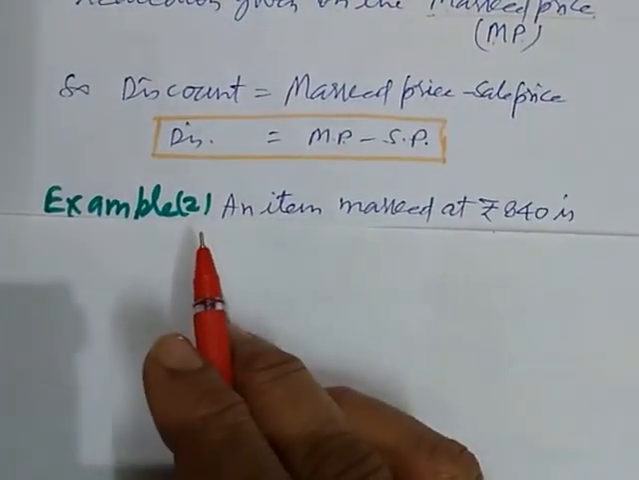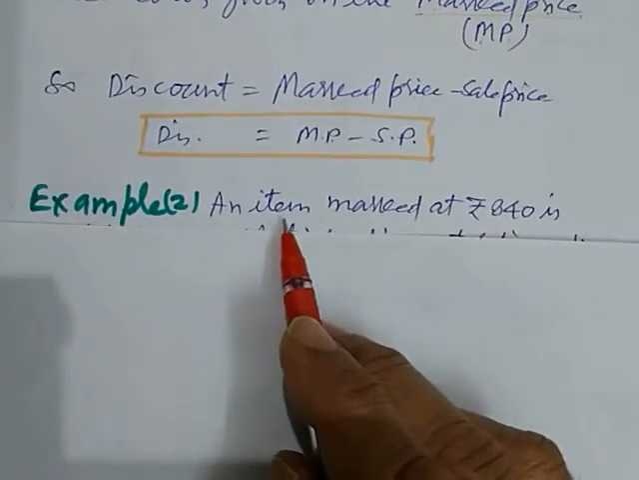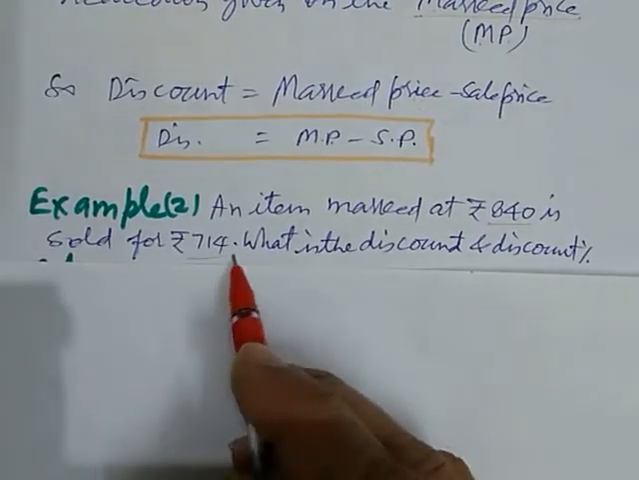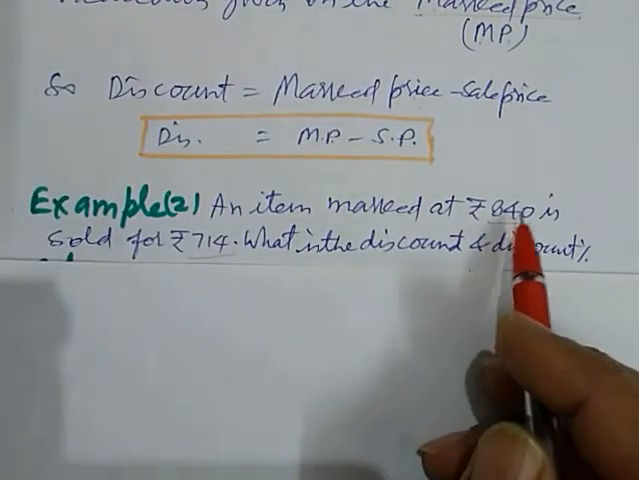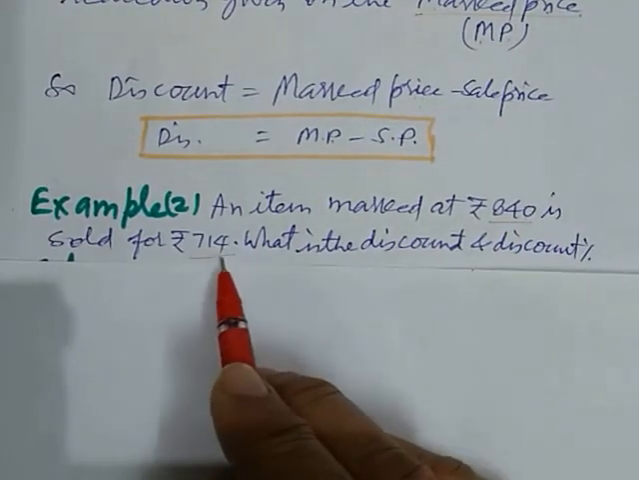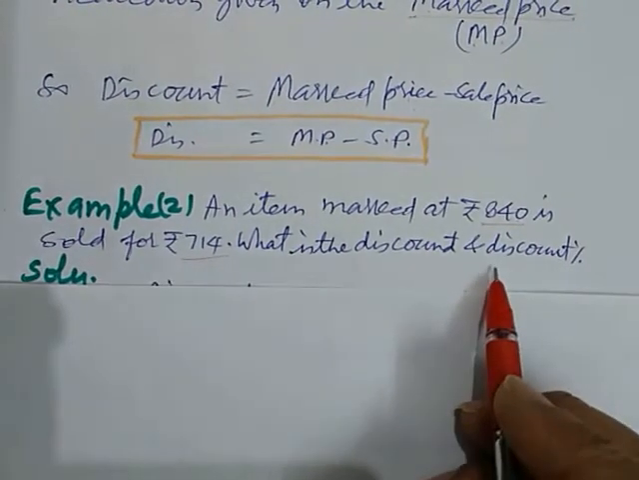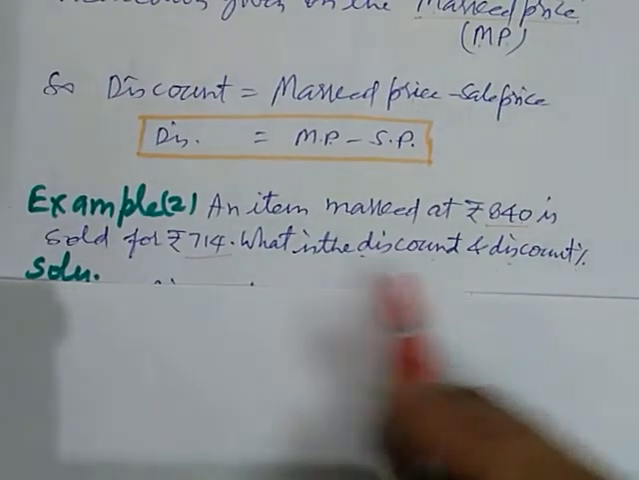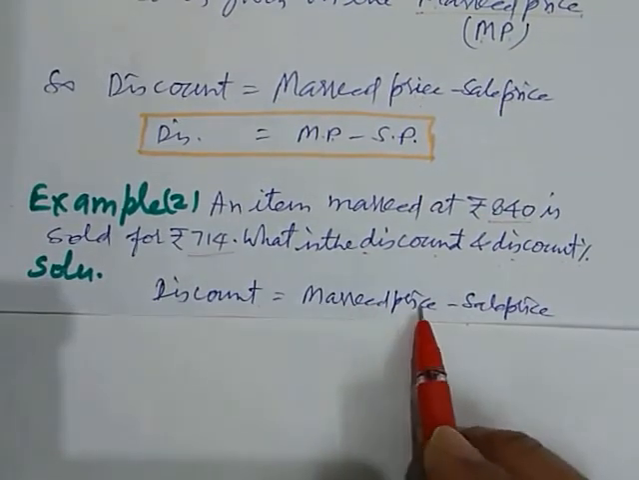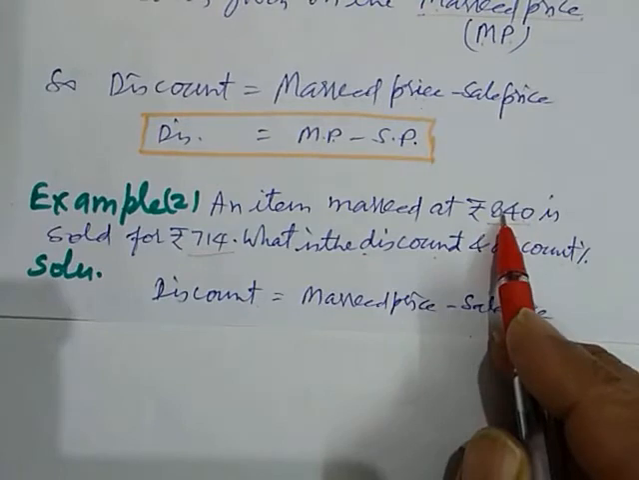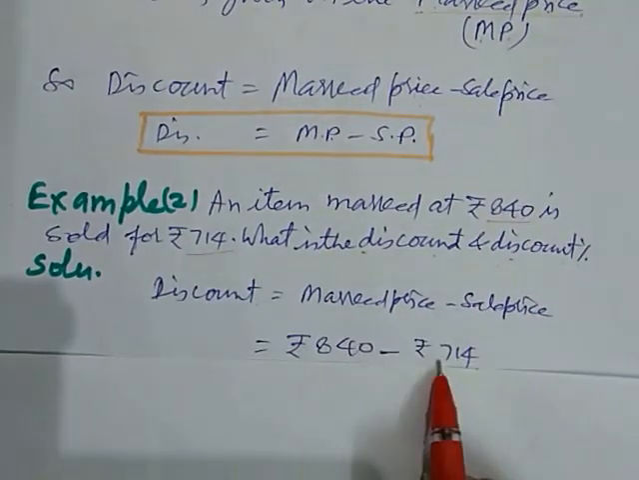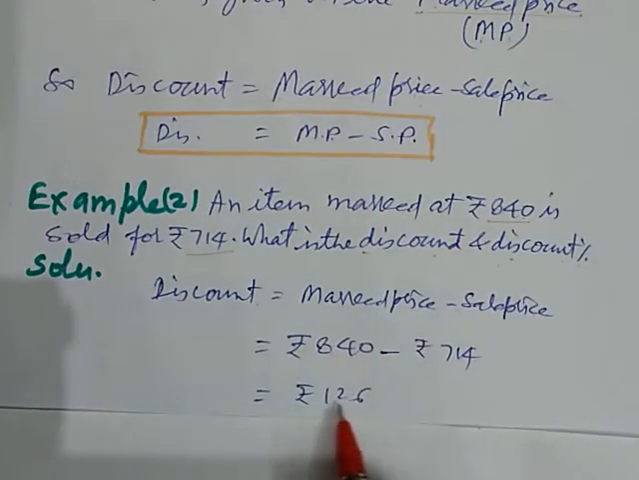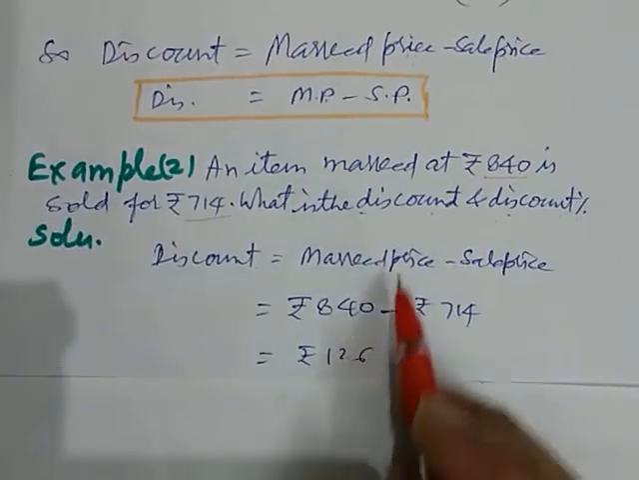Now we take example 2. An item marked at rupees 840 is sold for rupees 714. This is the marked price, that is MRP. Sold for rupees 714. What is the discount and the discount percent? Discount is the amount, and we also find the discount percent. So discount equals marked price minus sale price. This is the marked price and this is the sale price. So we subtract them, 840 and rupees 714. We get rupees 126. So rupees 126 is the discount.